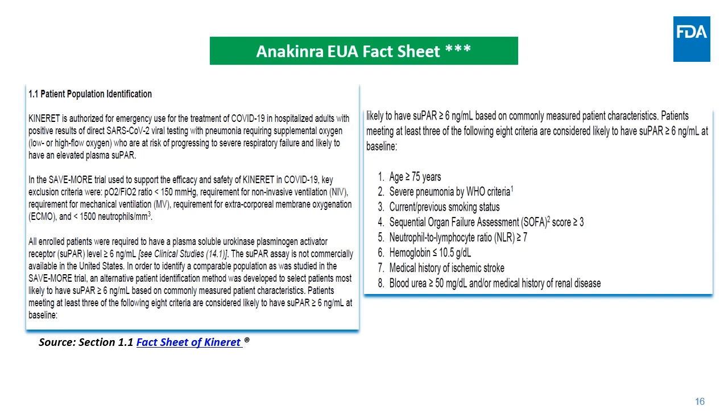Section 1.1 of the fact sheet includes the information on the identified scoring rule. A total of 8 items should be considered. Patients meeting at least 3 out of the 8 criteria are likely to have a suPAR greater than 6 nanogram per ml, and this helps to ensure that appropriate patients will be selected with good alignment with patients being tested in the clinical trial.